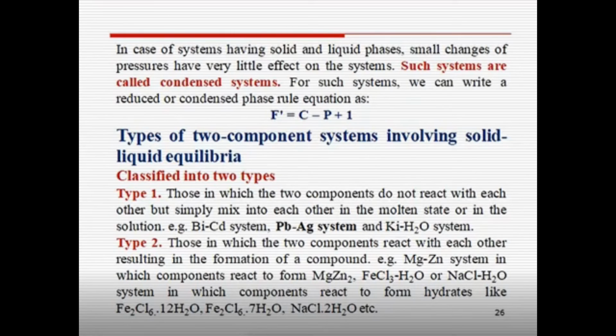Type 2, those in which the two components react with each other resulting in the formation of a compound. For example, magnesium-zinc system. In this system, magnesium and zinc react to form a compound MgZn2. Or examples, ferric chloride-water system or sodium chloride-water system, in which components react to form hydrates like Fe2Cl6·12H2O or Fe2Cl6·7H2O, and in NaCl-water we get the hydrate NaCl·2H2O.